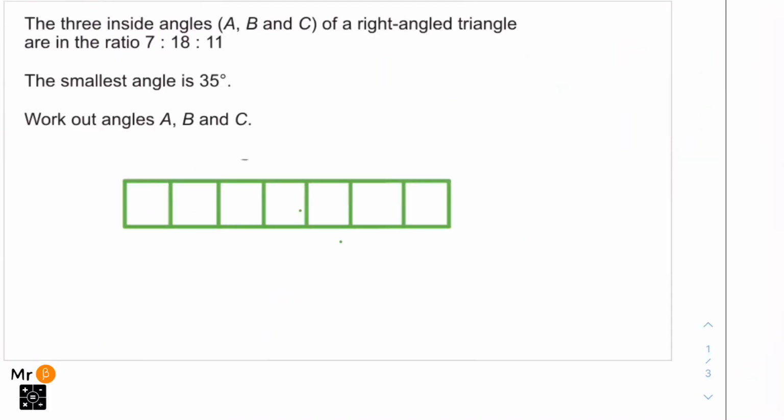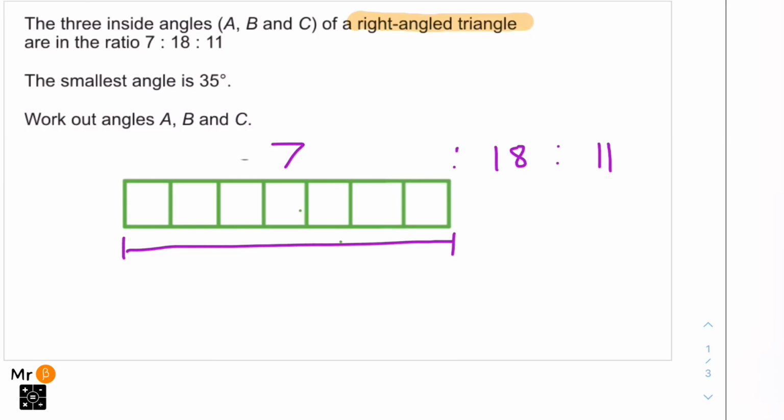Question 4. This one's told you about 3 angles inside a right-angled triangle in the ratio 7 to 18 to 11. It's given you a little bit of a hint here as to what we're going to expect one of the angles to equal. So again, it's a nice way to check we are correct. So it's told us it's in the ratio 7 to 18 to 11. You'll probably notice I've only drawn out 7 boxes, and I'd recommend you do this as well, because if you were asked to draw out another 18 and 11, it will take you a long time for something which isn't necessary. It's the smallest angle, which is 35.